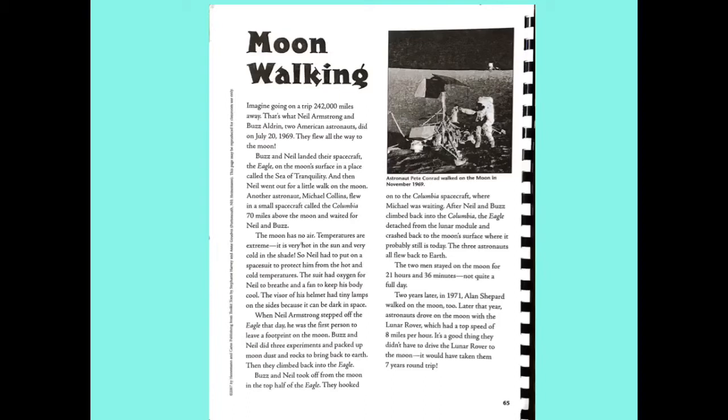2 years later, in 1971, Alan Shepard walked on the moon too. Later that year, astronauts drove on the moon with the lunar rover, which had a top speed of 8 miles per hour. Whoosh! It's a good thing they didn't have to drive the lunar rover to the moon. It would have taken them 7 years round trip.